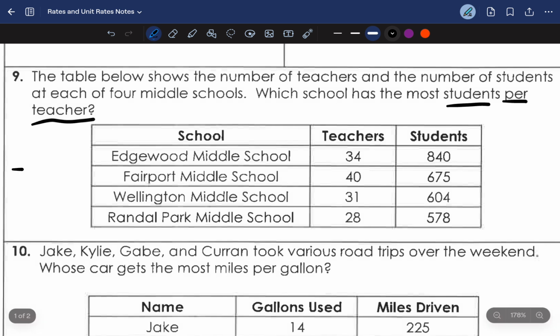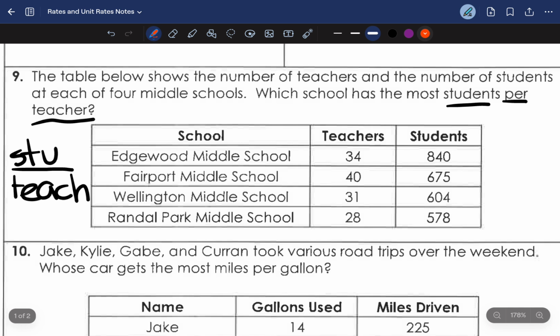So the per represents that fraction bar that I was talking about earlier. So you would just write students, again, you could abbreviate that if you want to, per teacher. So I'm just going to write stu per teach. So when I set up these ratios, I'm going to take a look at the labels or the units and make sure that I have it set up correctly.